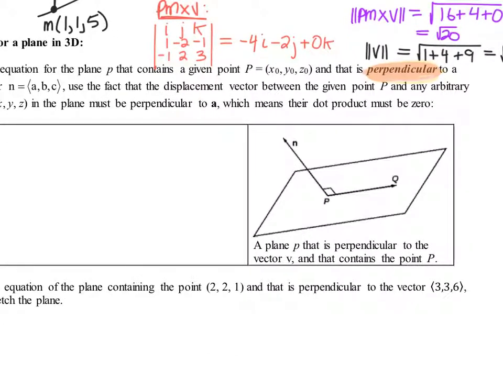All right, use the displacement vector between a given point P and an arbitrary point Q, x, y, z. So kind of like how we were defining our parametric equation of a line. It must be perpendicular to A, which means their dot product has to be equal to 0. So you could define the orientation of lines and planes not only by the direction that they're going, but the direction that they're not going. Sometimes telling what's not happening is just as good as telling what is happening. In this case, we're not telling what the direction is of the plane. We're telling what the direction is of the vectors that are perpendicular to the plane.